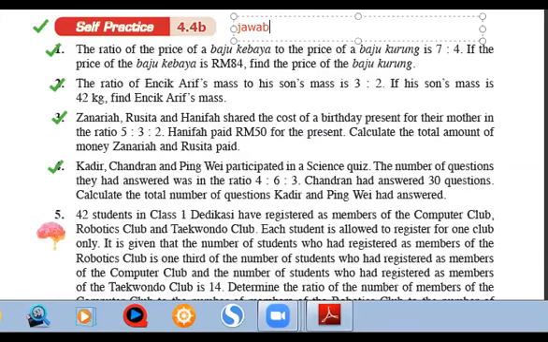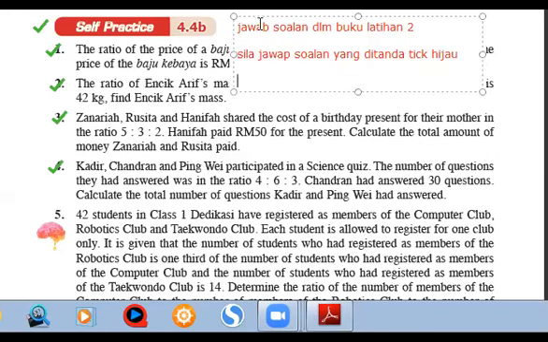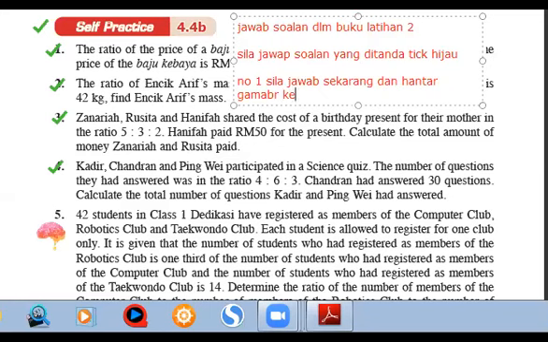Okay, jawab soalan dalam buku latihan 2 pelajar. Semua dalam latihan 2. Ini pertama. Yang kedua, sila jawab soalan yang ditanda tik hijau. Okay, pelajar ini semua arahan ya. Selalunya pelajar lupa semua arahan. Okay, nombor 1, sila jawab sekarang dan hantar gambar ke grup.